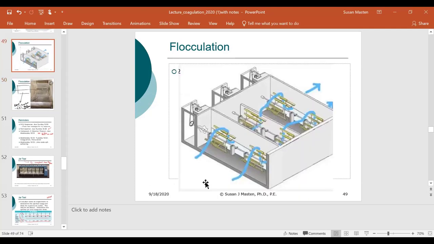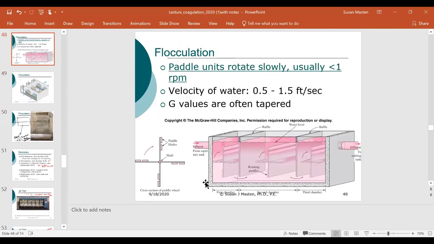This is just another image here. And you can see this is essentially what I drew. And you have your center shaft, and you have, in this case, four arms with two blades on each arm. And this is the same. So you can see here we've got four arms and two blades. So the water comes in here. This is the first compartment. It goes under here into the second compartment, and then it goes under here into the third compartment. So this is compartment one, compartment two, compartment three.